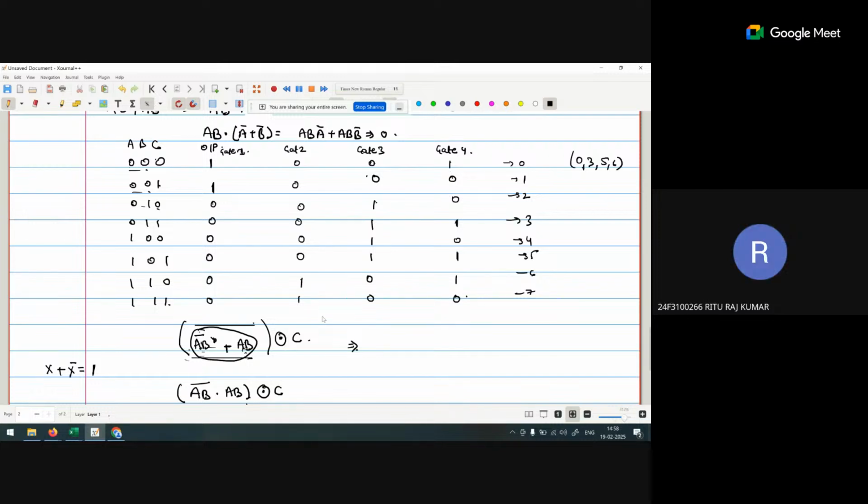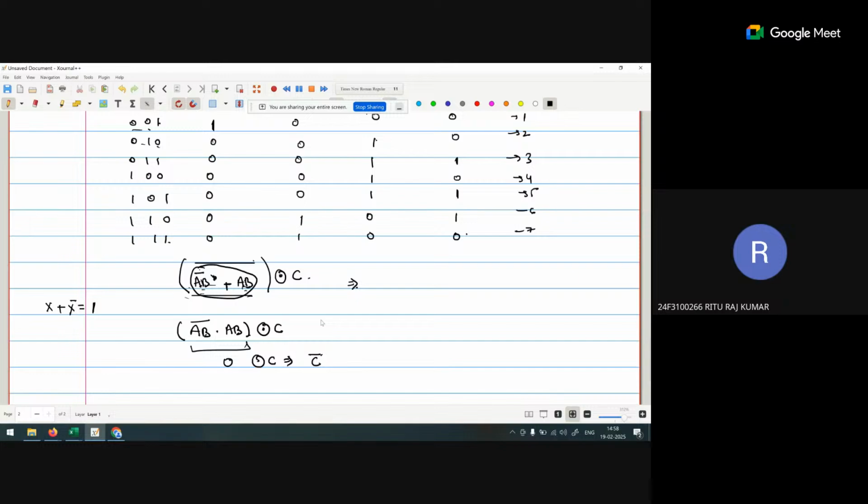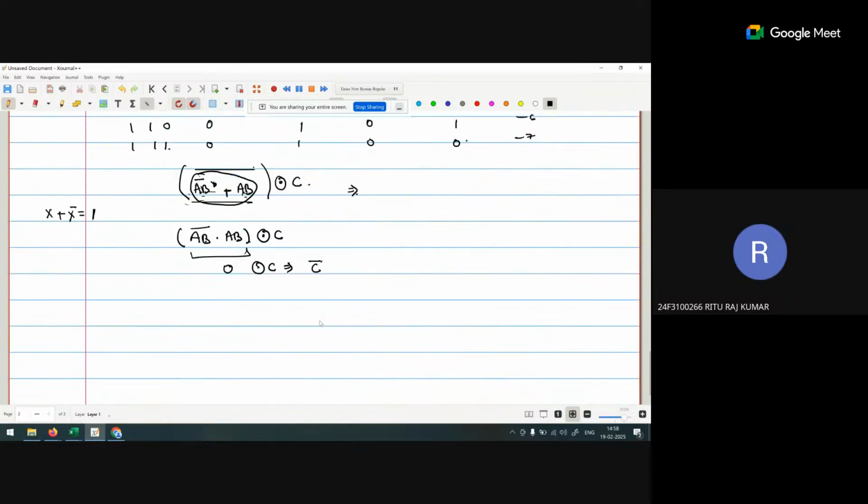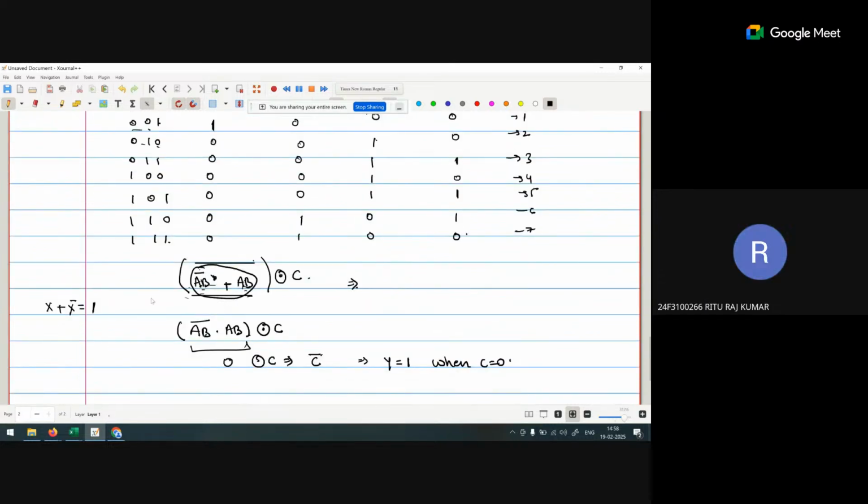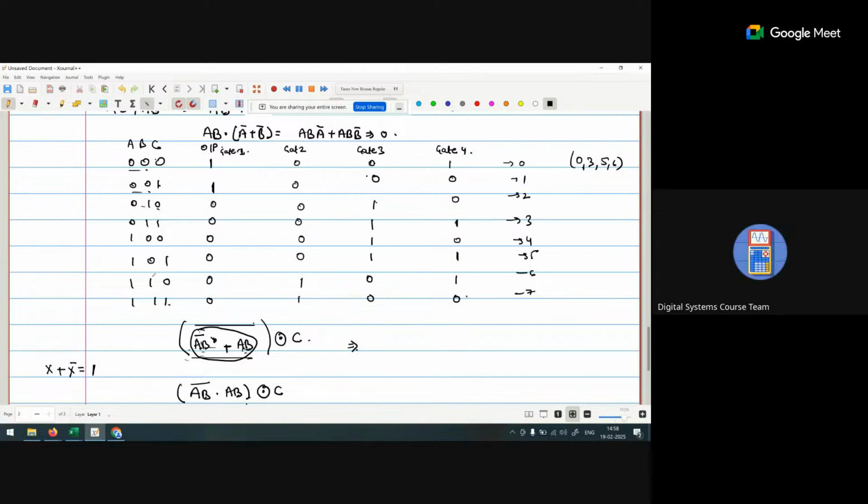For getting 1 as an output, C must be 0, because for an XNOR gate we get 1 when both inputs are the same. One input is 0, so C must be 0. So Y is 1 when C is 0. X dot X bar is possible for any value of A and B. So C is 0 here, output Y is 1. C is 0 here, output is 1. Basically at 0, 2, 4, and 6, these are the 4 possible positions where the output is 1.